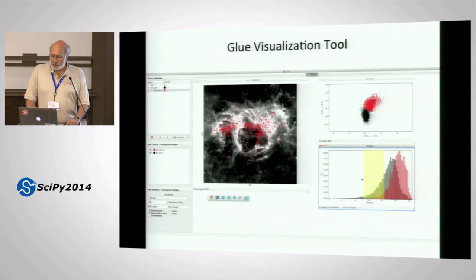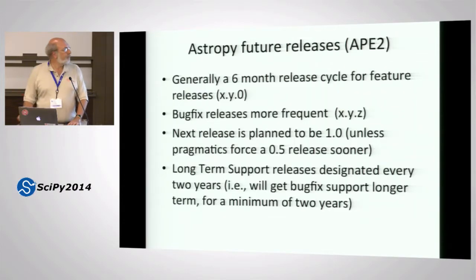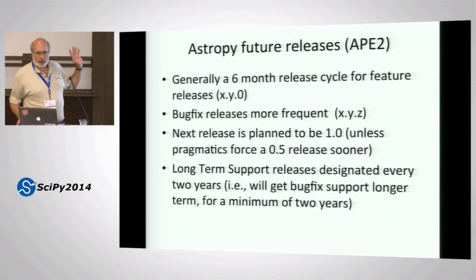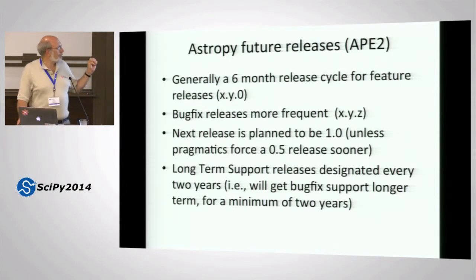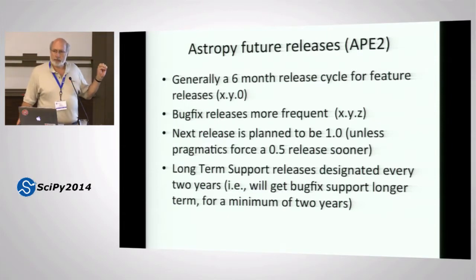So one last slide is on future releases. One of these Astropy proposals for enhancement talked about what our release strategy should be. Basically, the goal is a 6-month cycle. Adhering to it exactly is not an easy thing. We'll have bug fix releases more frequently. The next release after 0.4 is intended to be 1.0.